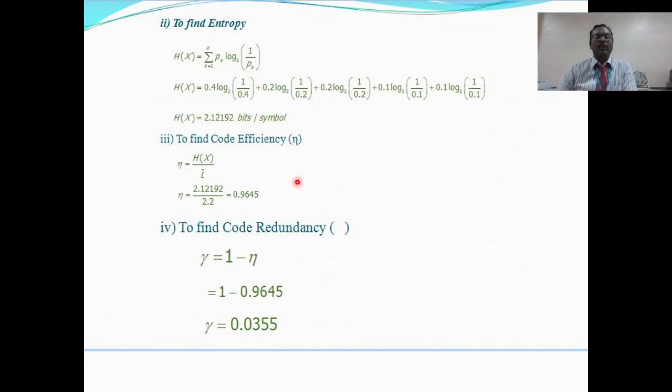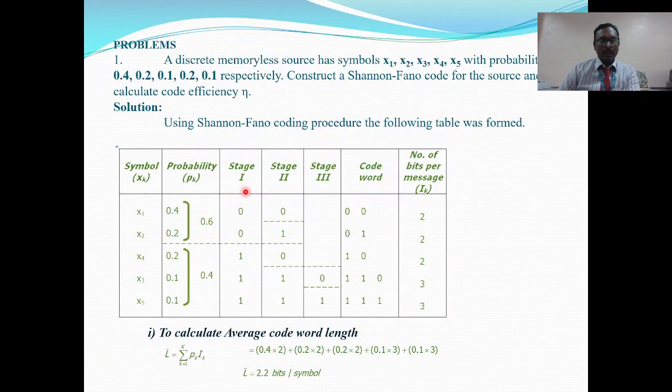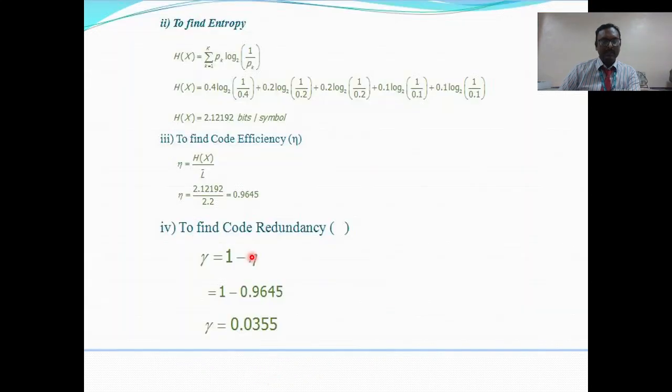If we know the entropy and the average code word length, I can calculate the coding efficiency. H of x divided by the average code word length L bar is the efficiency. We have L as 2.2 bits and this one is 2.12. If I take the ratio according to this formula, I will get 0.9645, which means the percentage of efficiency is 96.45.